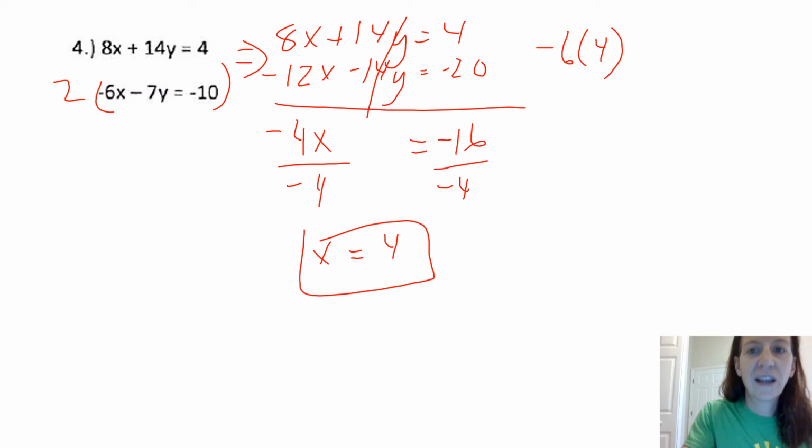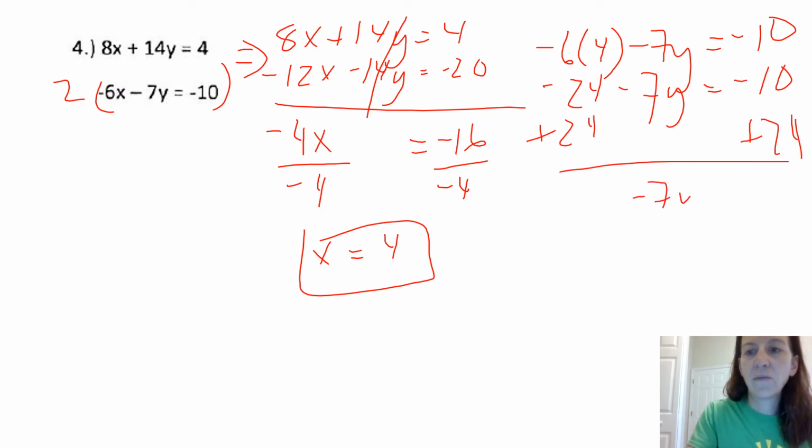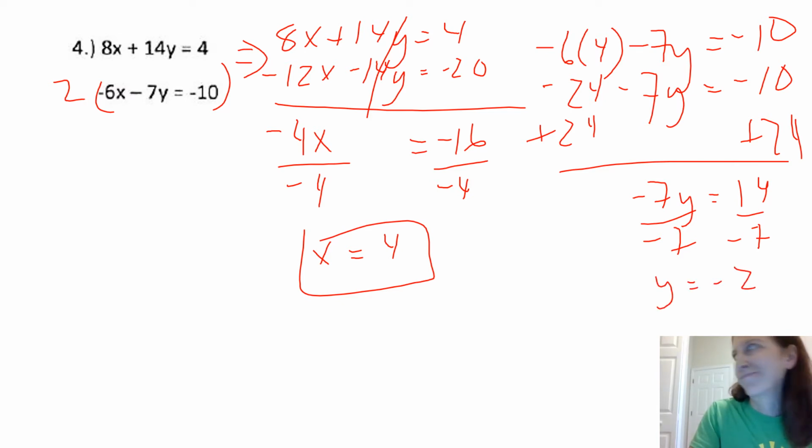So I'm going to plug in x is equal to 4. And so we end up with negative 24 minus 7y equals negative 10. Add 24 to both sides. And we get negative 7y equals positive 14. Divide both sides by negative 7. And I get y is equal to negative 2.